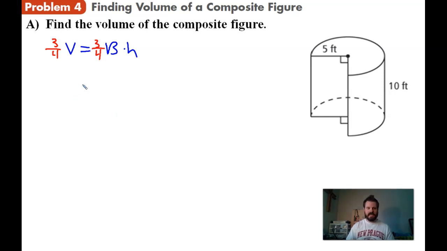Okay, so let's fill that in. We'll say volume is equal to, we'll save the 3/4 for a second here, 3/4 of the area of the base, which, the area of this circle here, if we imagine having the whole thing, would be 5 squared pi. Okay, pi r squared. All right, times the height of the cylinder, so times 10.